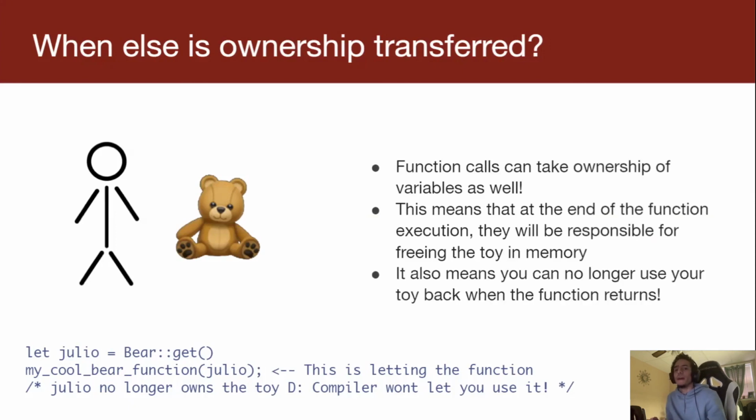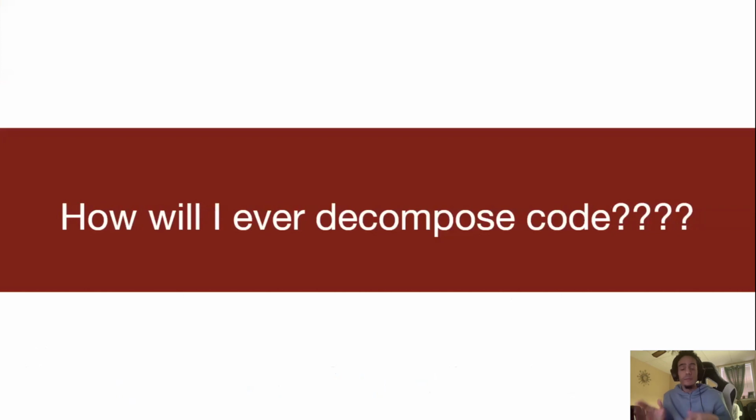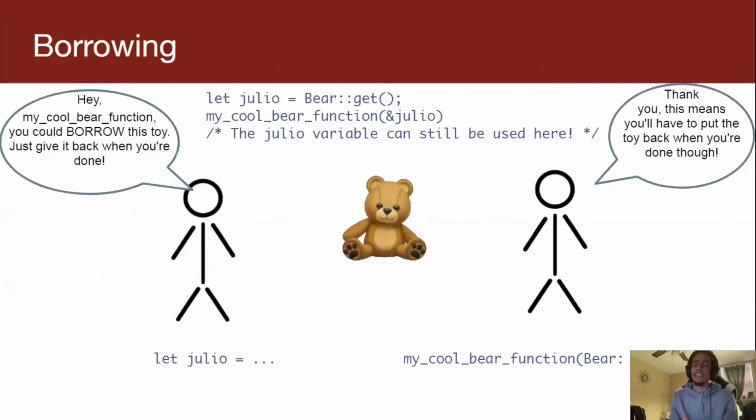Cool. So one big concern that comes up with something like this is, well, how will I ever decompose again? Like Ryan was just saying, 106A teaches you about decomposition in the first 2 weeks. And now I just told you that if you pass a variable to a function, you lose ownership and you can't use it anymore, which kind of kills any decomposition that you would ever want to try. But fortunately, Rust has another feature called borrowing.